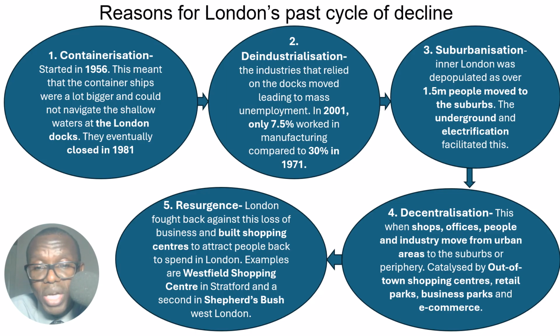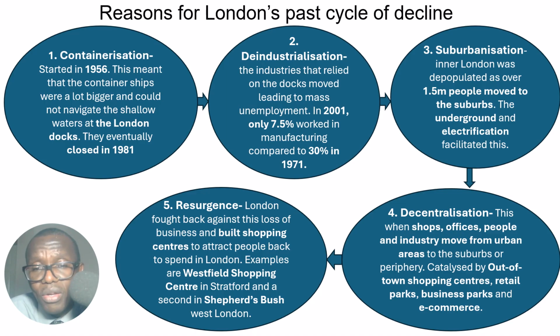And once they shut down and the deindustrialization occurred, unemployment became rampant in the area. And in 2001, only 7% of people worked in manufacturing compared to 30% in 1971. So the next thing that followed the deindustrialization was suburbanization. Now, due to the dereliction that took place in these inner parts of London, there were push factors that were forcing people to move out of the area.